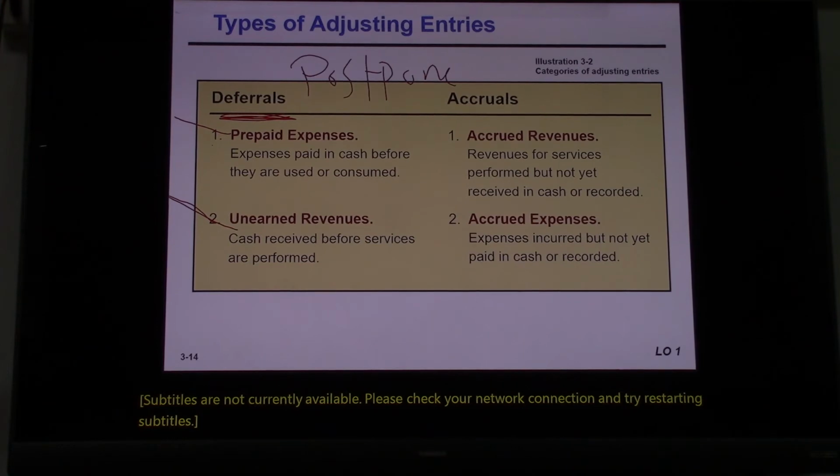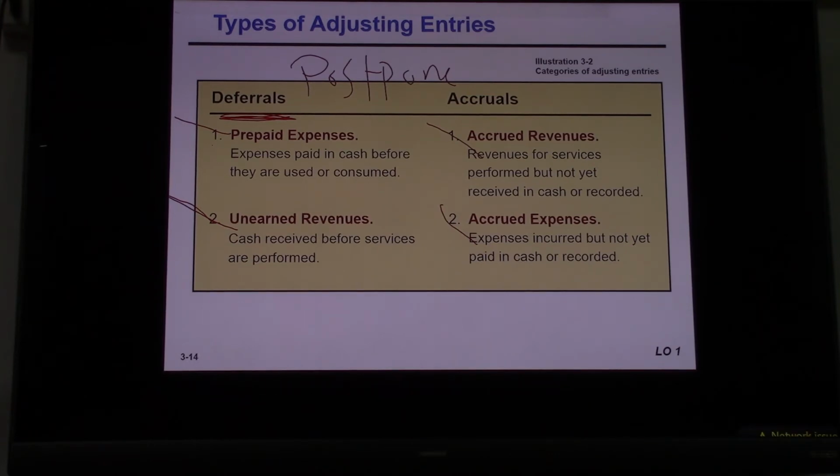While accruals are divided into two items: one, accrued revenue, and the second type, accrued expenses. Prepaid expenses arise when expenses are paid in cash before they are used or consumed. While unearned revenue arises when cash is received before services are performed. You receive cash and you postpone or delay the performance of this obligation or service.